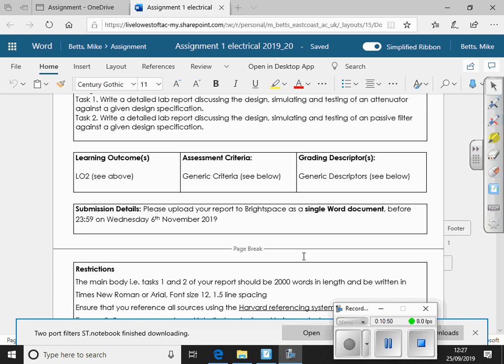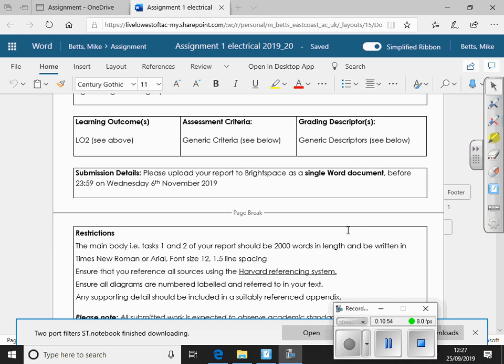So you'll submit in the usual way as a single Word document to Brightspace.